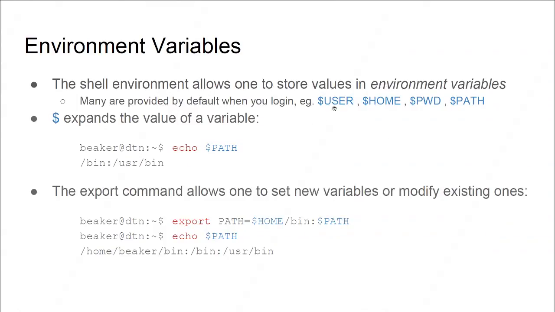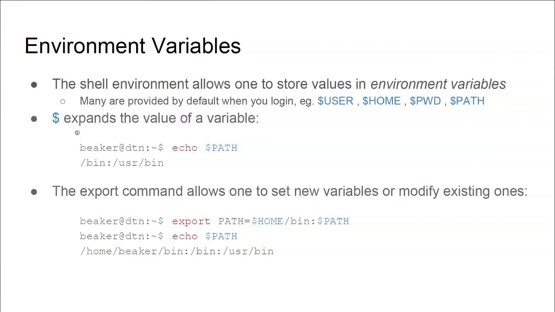Many of these exist when you log in. So $USER shows your username, $HOME shows your home directory, $PWD shows your present working directory, and for example, this PATH, which I mentioned before, shows a list of the directories that are colon separated, where the shell will look for programs to run. So if you type in program32, it will go through each of those directories and try to find program32 to run it.